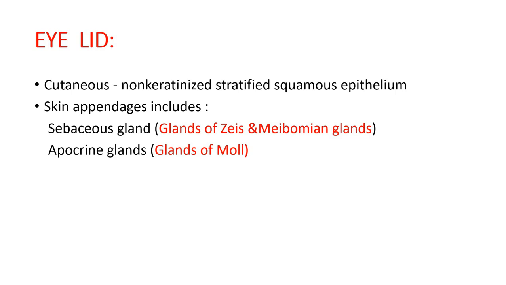They're very common and can be easily treated. So that is why the sebaceous glands are called the glands of Zeis and Meibomian glands, and the apocrine glands are called the glands of Moll.